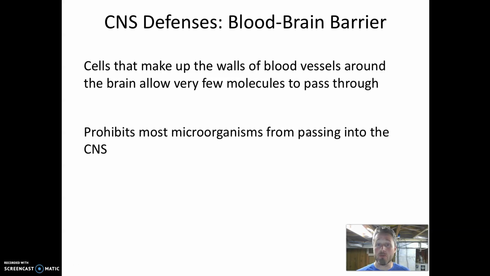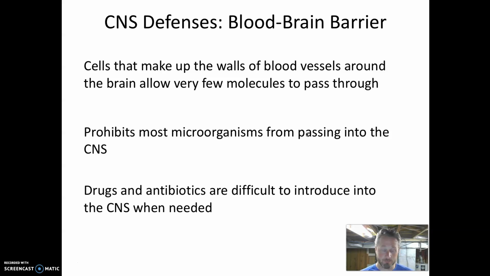So that prohibits most microorganisms from getting in there. That means that central nervous system infections are rarer than infections of other organ systems in the body because of this very strong protective mechanism. That being said, the blood-brain barrier causes some problems we need to be aware about.